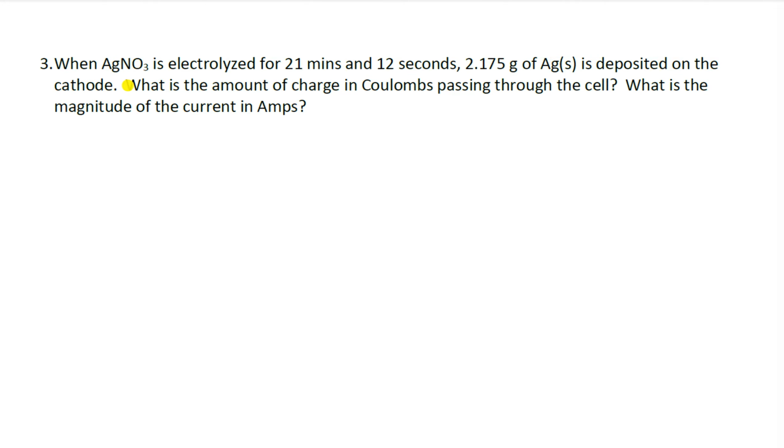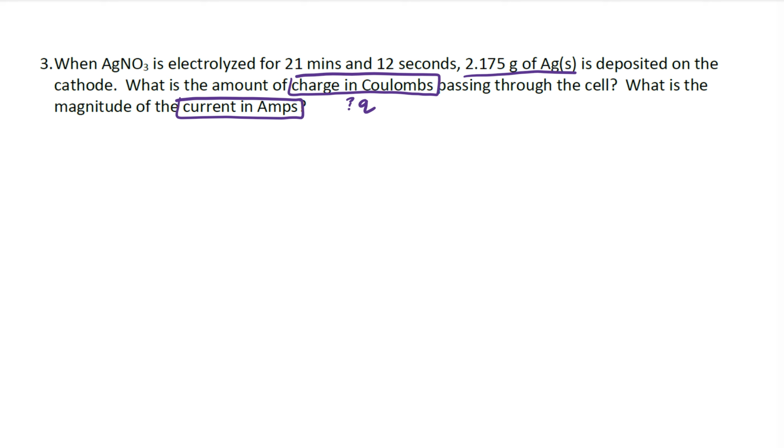Silver nitrate is being electrolyzed for 21 minutes and 12 seconds. 2.175 grams of silver is deposited at the cathode. What is the amount of charge, Q, measured in coulombs, passing through this cell?